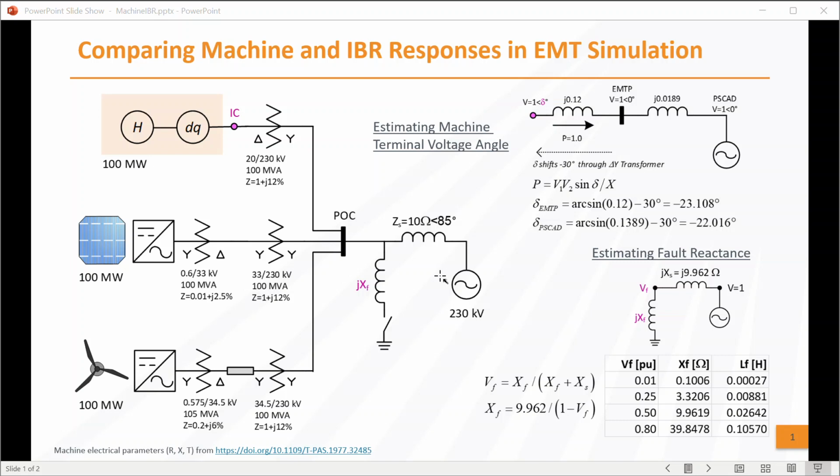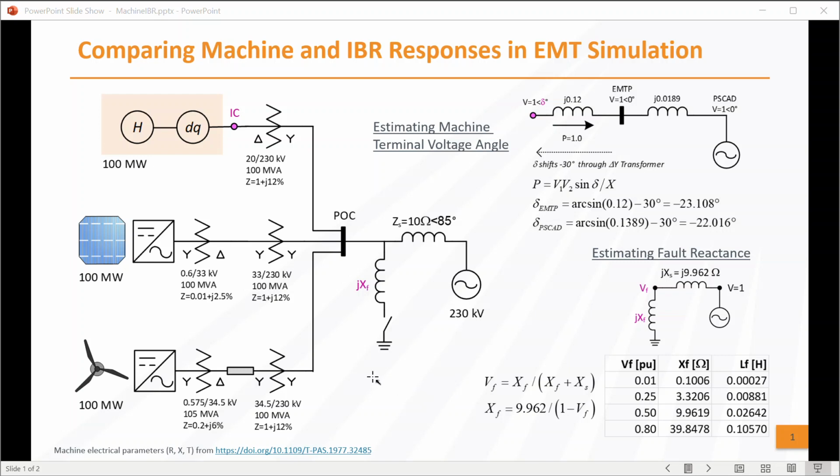There's a step down to 33 kV collector system, and then another step down transformer to 600 volts inverter. The plant transformer, the 100 MVA transformer, I believe had no resistance, but we added some resistance, so the impedance is 1 plus J12%.